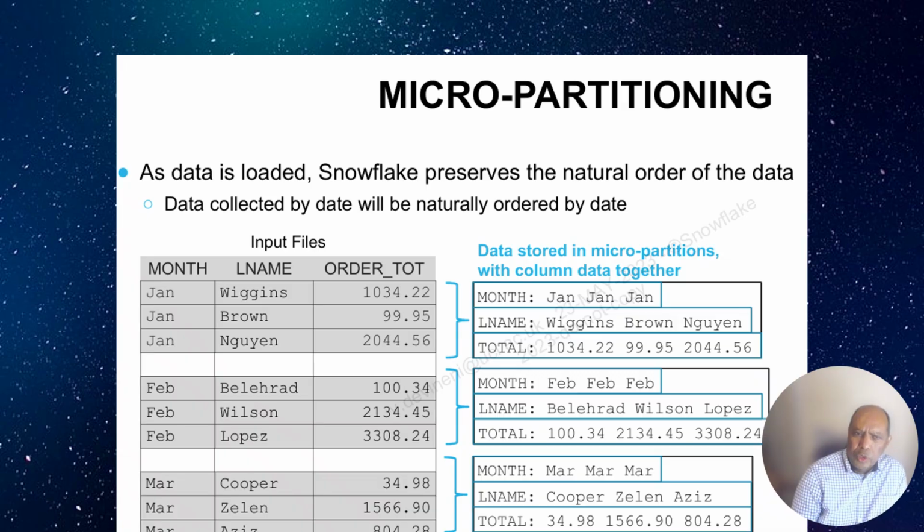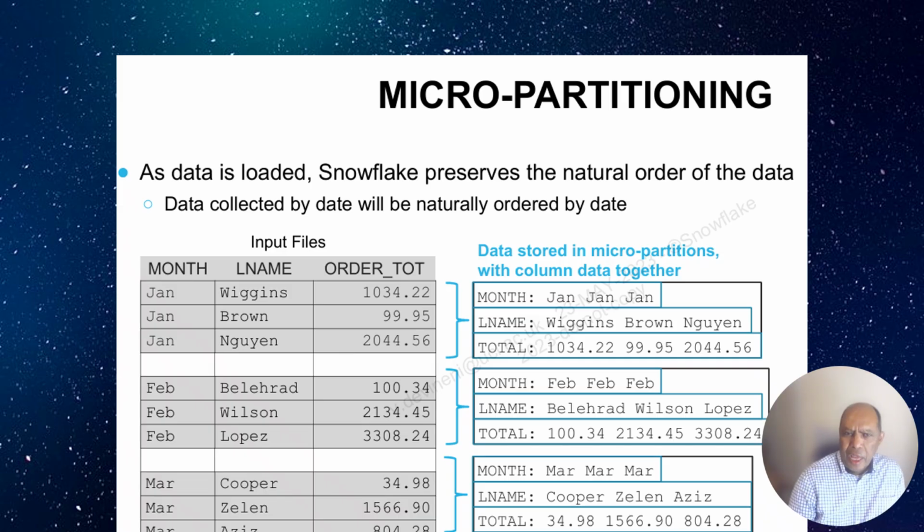Example of columnar storage. For January, the first name column contains John. The last name column stores Wiggins, Brown, Nguyen, and the total column stores all three numerical values together. The same pattern repeats for February and March. Each month forms a separate micro-partition, and within that partition, the data is neatly organized by column.